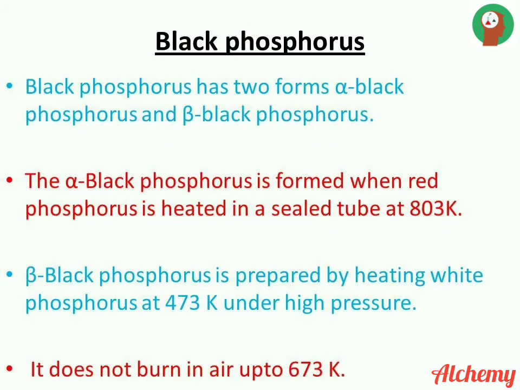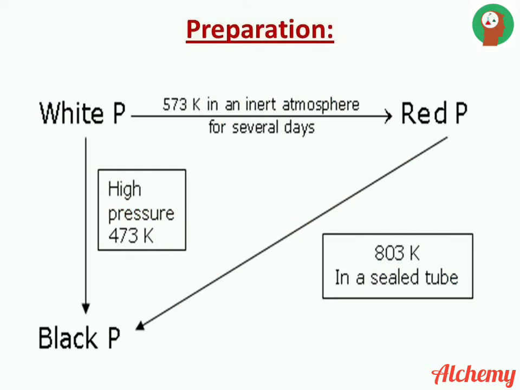Black phosphorus has two forms, alpha black phosphorus and beta black phosphorus. The alpha black phosphorus is formed when red phosphorus is heated in a sealed tube at 308 Kelvin. The beta black phosphorus is prepared by heating white phosphorus at 473 Kelvin under high pressure. It does not burn in air up to 673 Kelvin. The various steps involved in the transformations between red, white and black phosphorus are given here.